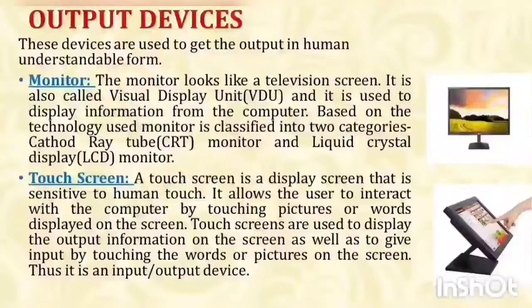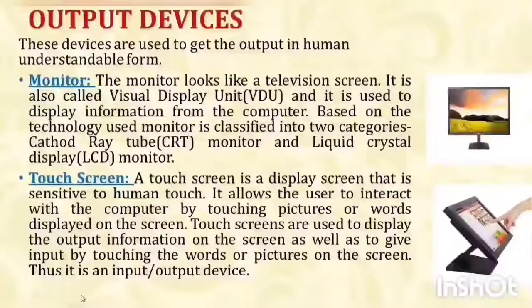Based on the technology used, monitors are classified into two categories: cathode ray tube monitor and liquid crystal display. The image which you're seeing on the screen now is a liquid crystal display monitor. CRT monitors are also used now, but their usage has reduced because of more power consumption with cathode ray tube, whereas the liquid crystal display is more clear and power consumption is less.